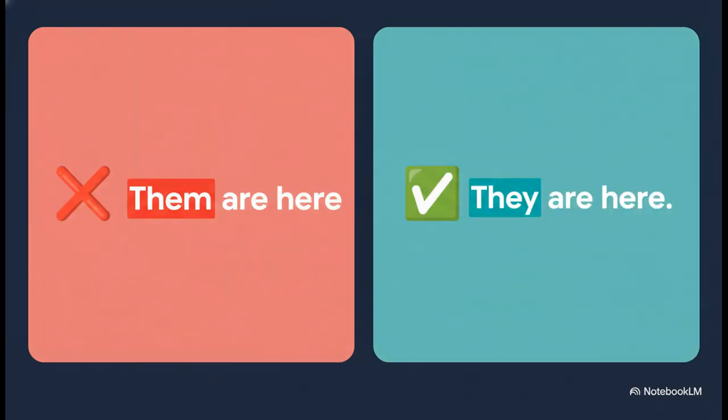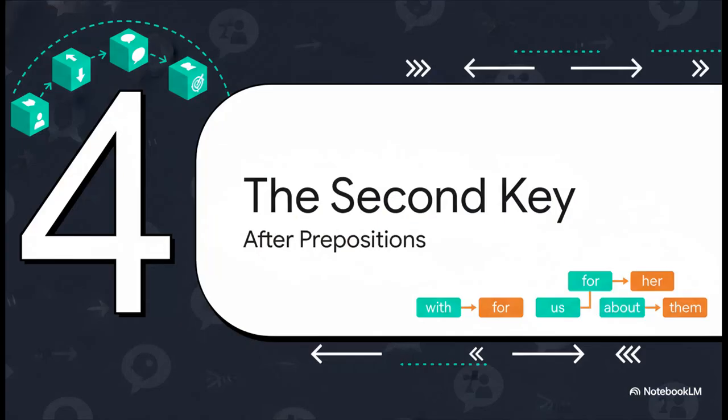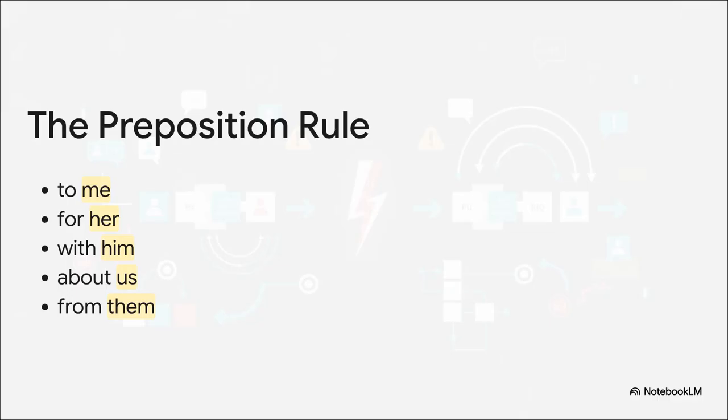Okay, look at this one. Them are here. The pronoun is at the very beginning, before the verb are. That's the subject spot. And since them is an object pronoun, it can't start the sentence. We need the subject form, they. They are here. Excellent. So we've totally mastered the verb rule. But there is one more situation where you always need to use object pronouns. And luckily, it's just as simple. Let's talk about prepositions.